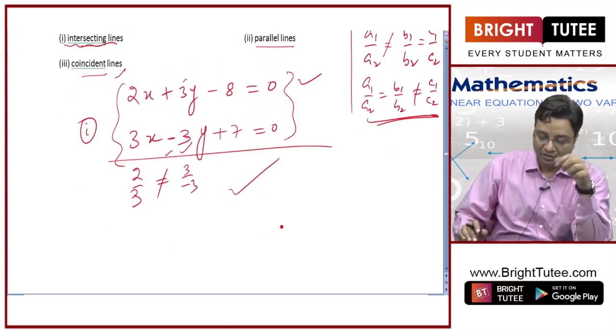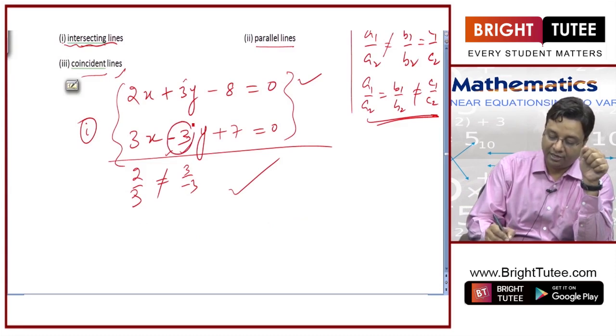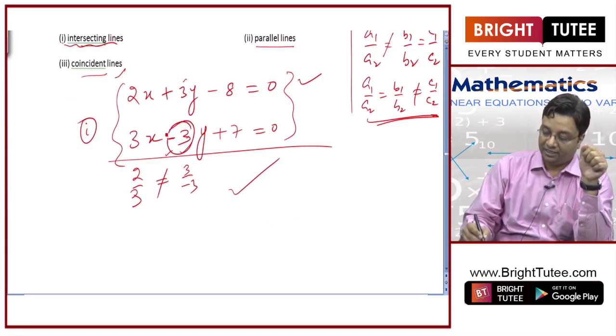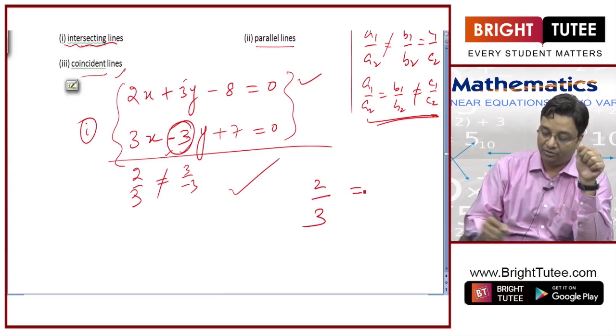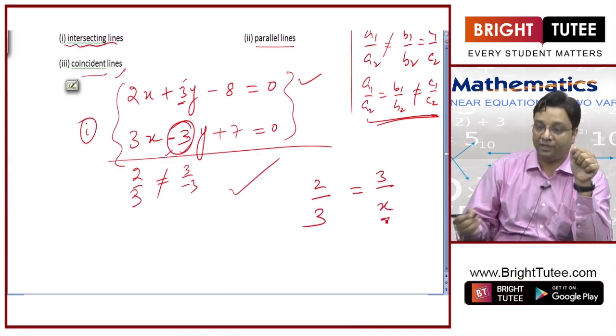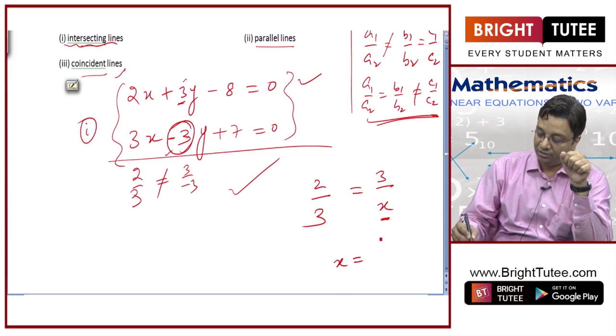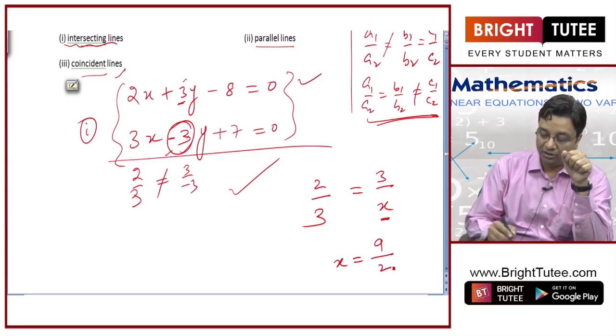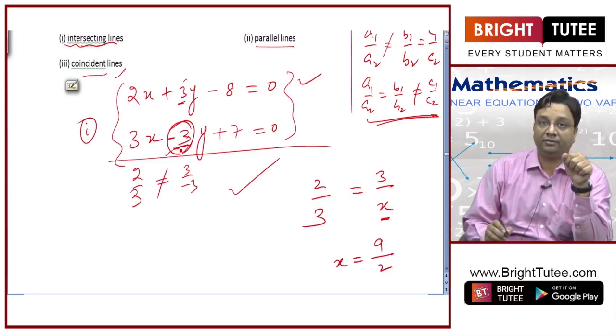If I ask you what is the coefficient that I cannot put here, I cannot put a coefficient which makes it 2 by 3. So 2 by 3 equal to 3 by x, let us say. I cannot put x here. What is the value of x? X is equal to 9 by 2. So I cannot put 9 by 2 here.